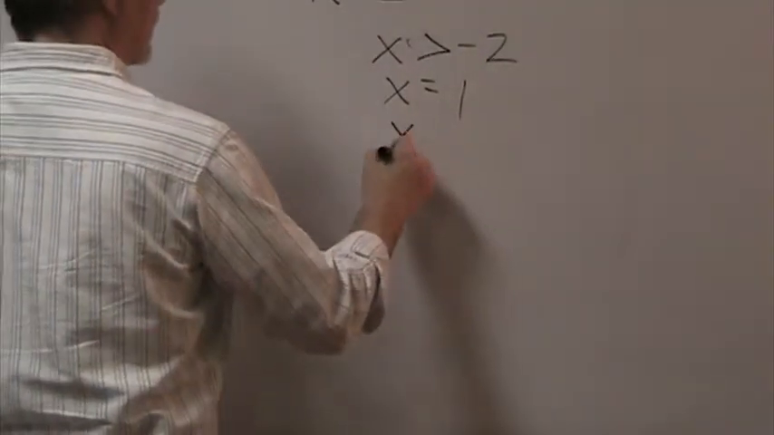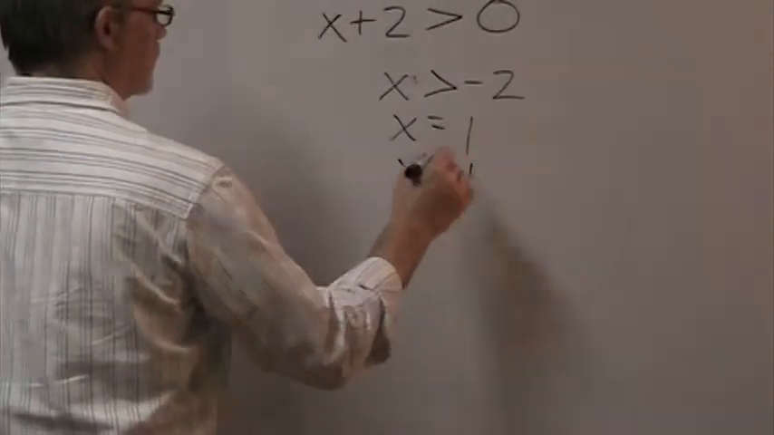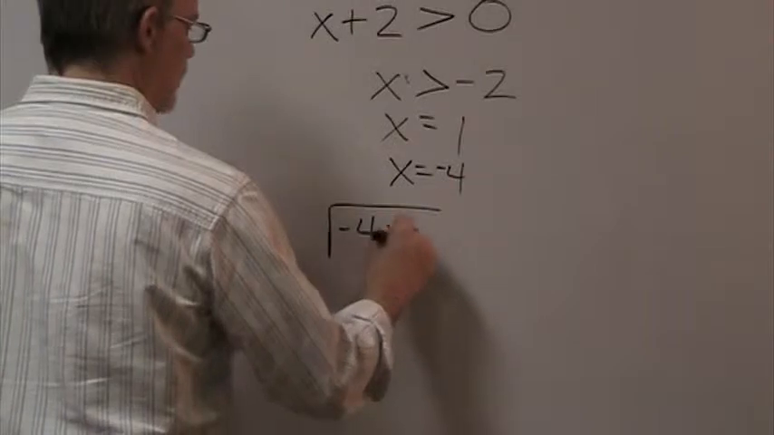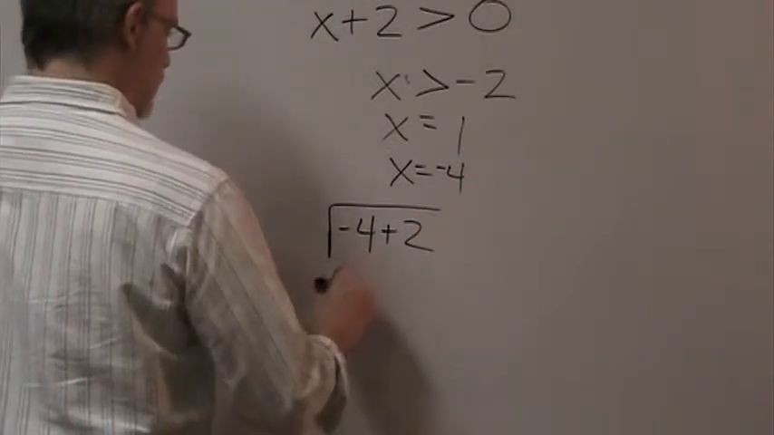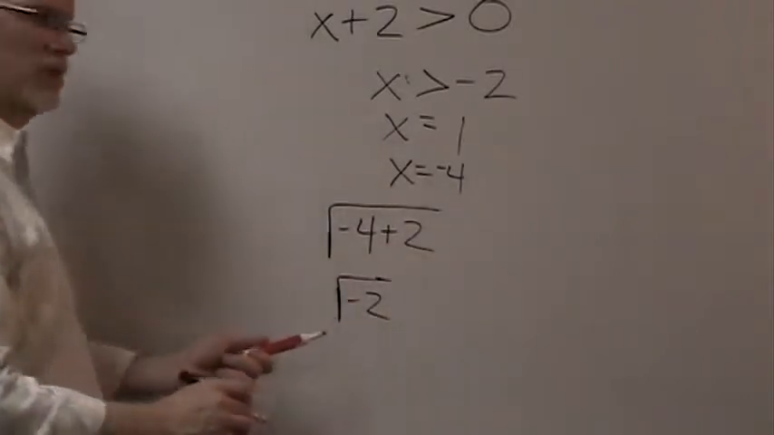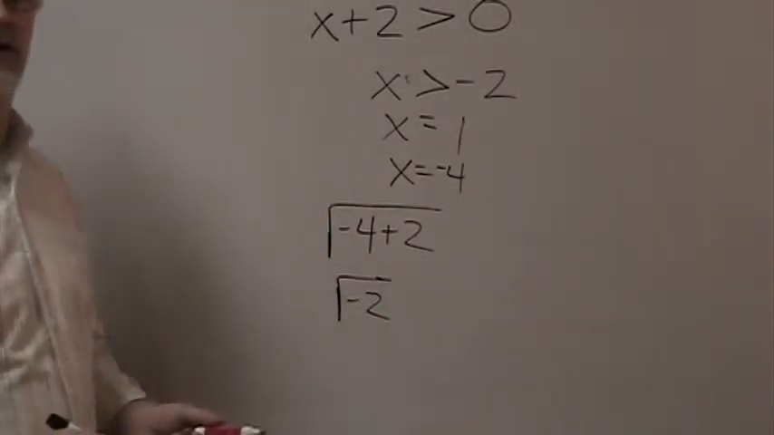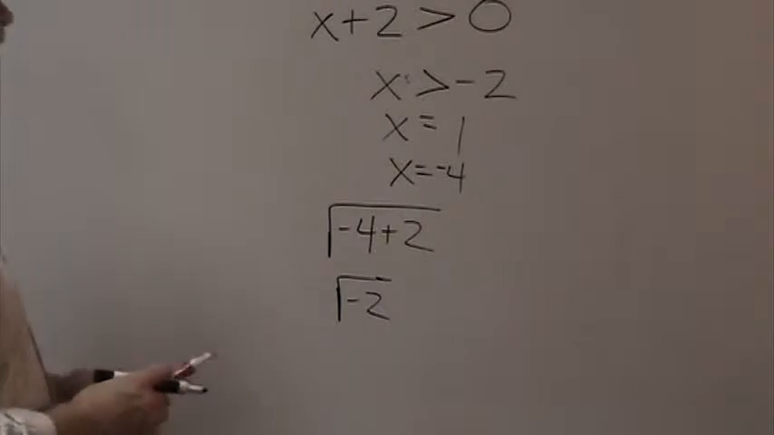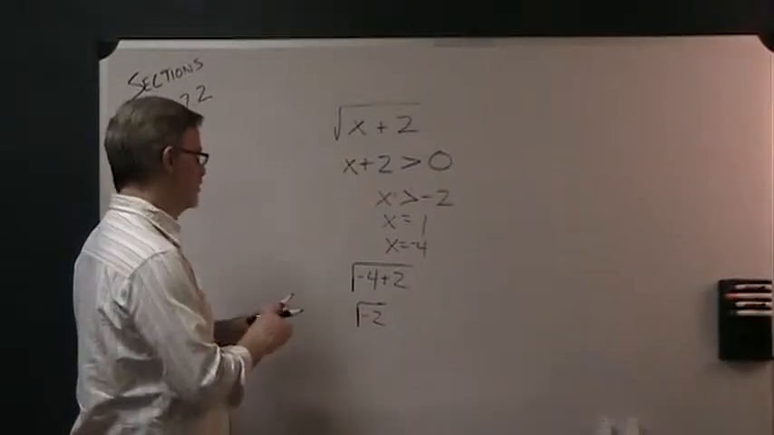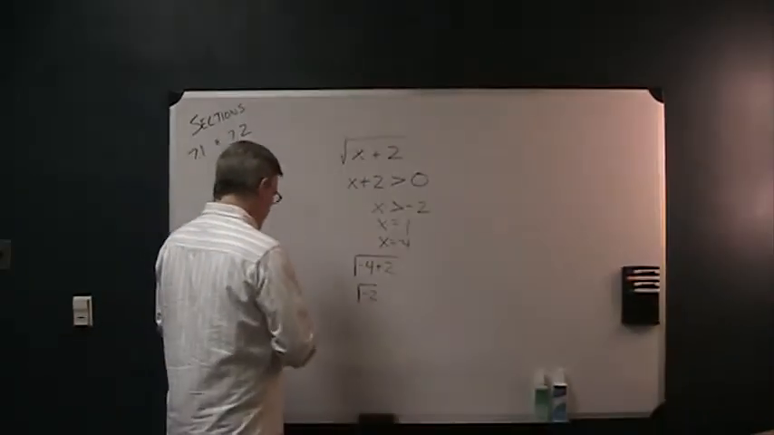For instance, if I pick that x was negative 4. Well, let's put that under the radical. You get negative 4 plus 2, right? Which is the square root of negative 2. And we don't know what to do with that, so that number is not allowed in the domain. Right, and that's sort of the gist of the very first section. I hope that was able to help you along in that one.